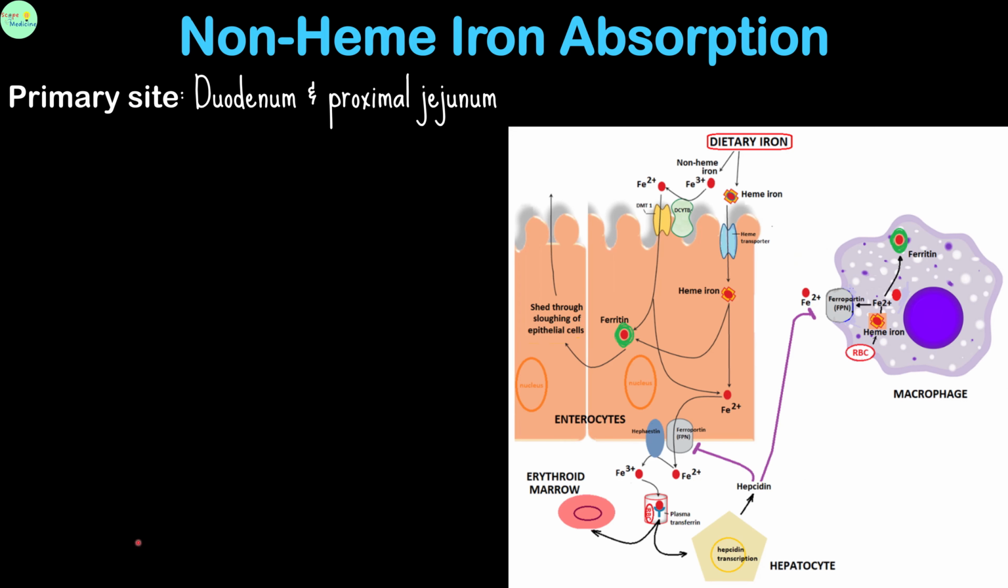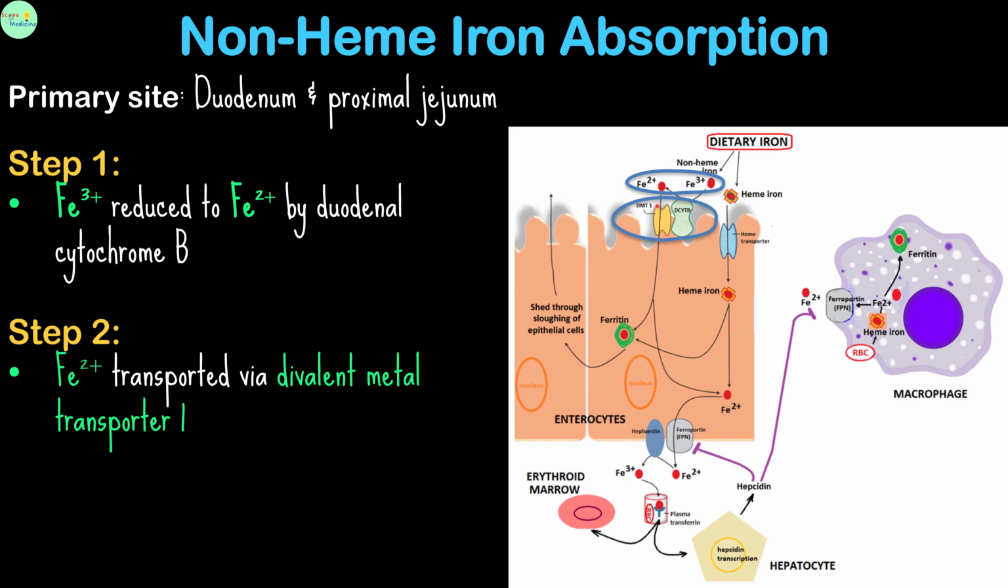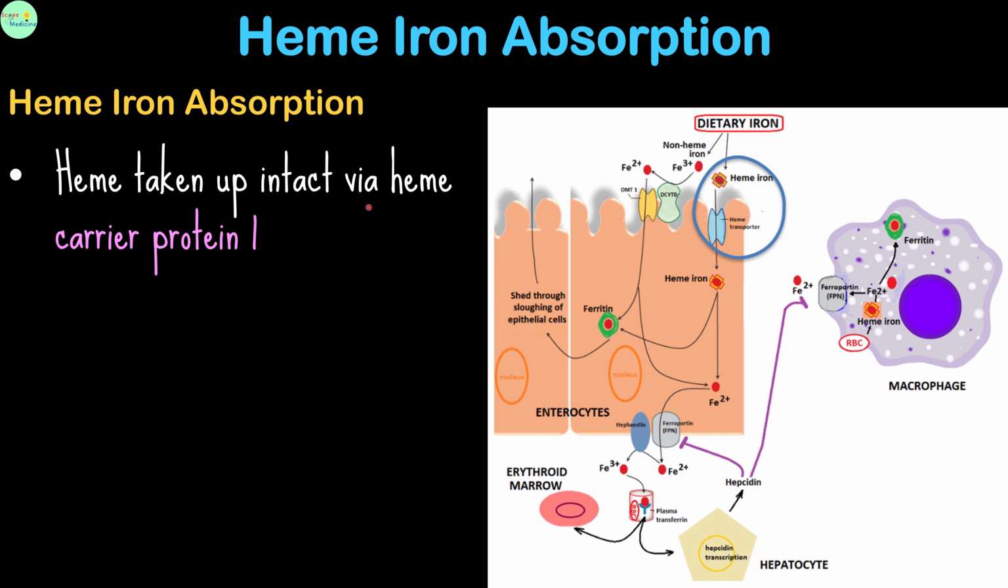The primary site for iron absorption is the duodenum and proximal jejunum. The process differs for the two iron forms. For non-heme iron, the first step occurs in the intestinal lumen where ferric iron is reduced to ferrous iron by an enzyme called duodenal cytochrome B located on the brush border of the enterocyte. This ferrous iron is then transported across the apical membrane into the enterocyte by a protein called divalent metal transporter 1. For heme iron, the process is different.